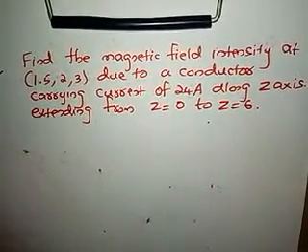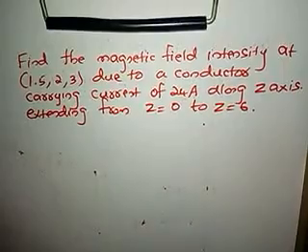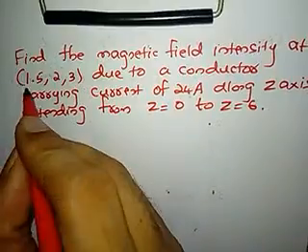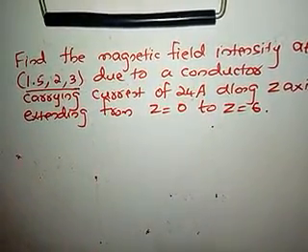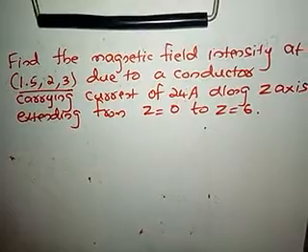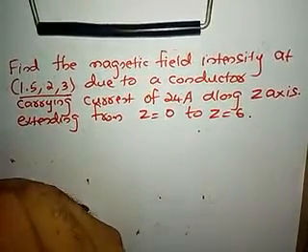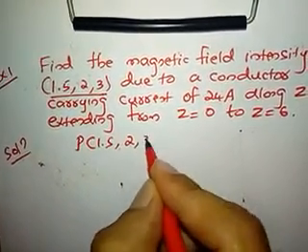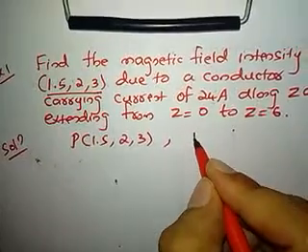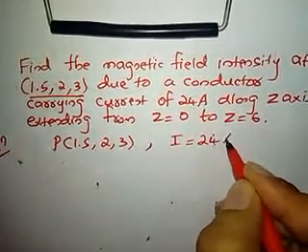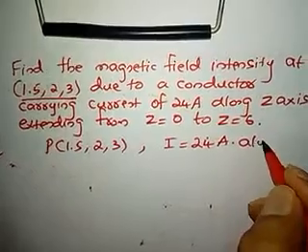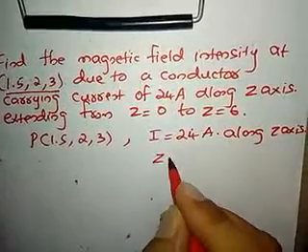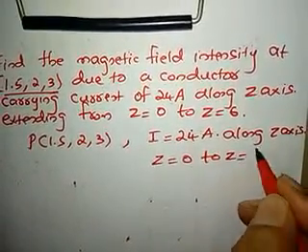What they have asked in the problem is to find the magnetic field intensity at 1.5, 2, 3. So this is the coordinate of the point P at which we have to find the magnetic field intensity due to a conductor carrying current of 24 ampere. The point P is 1.5, 2, 3. The conductor carrying the current, I equal to 24 ampere, is placed along the Z axis, and from what to what point is it placed? It is placed from Z equal to 0 to Z equal to 6.